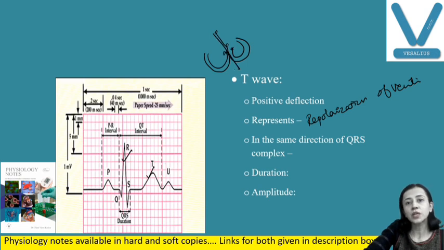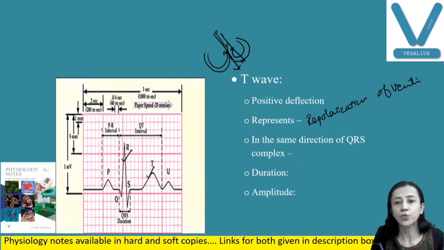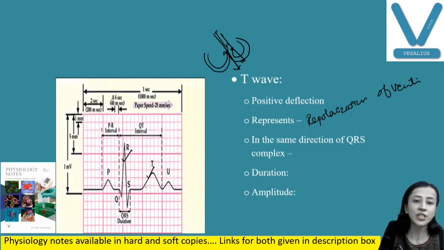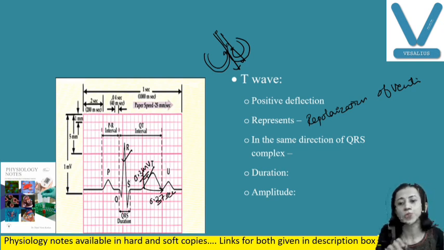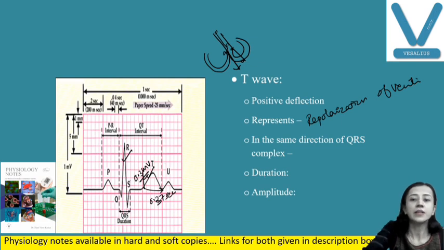So your electrical axis is in the same direction, so you have the T wave in the same direction as the QRS complex. Now the duration of the T wave is 0.27 second, and the amplitude is 0.3 millivolt. Around 3.3, these two you can easily remember. And this is your T wave.